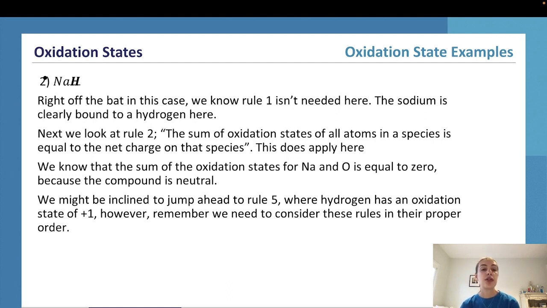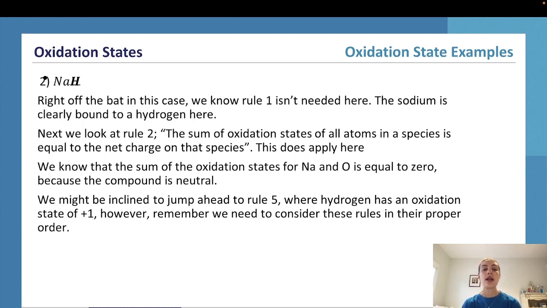And so we might be inclined to jump ahead to rule number 5, where hydrogen has its oxidation state of +1. However, we do need to consider the rules in their proper order. So we've gone to rule 2. Next, we need to consider our rules in their specific order. So we remember that sodium actually has a charge of +1, and so hydrogen itself could not have a charge of +1 as well, because we know that the compound itself is going to be neutral and have a charge of 0. So if we had +1 and +1, we'd end up with an overall charge for sodium hydride of +2, and that wouldn't be correct in this circumstance.